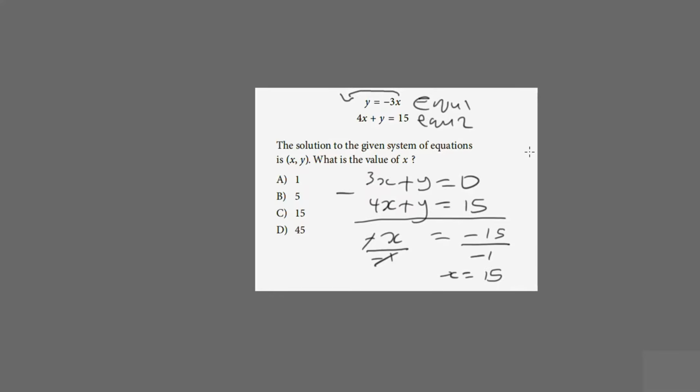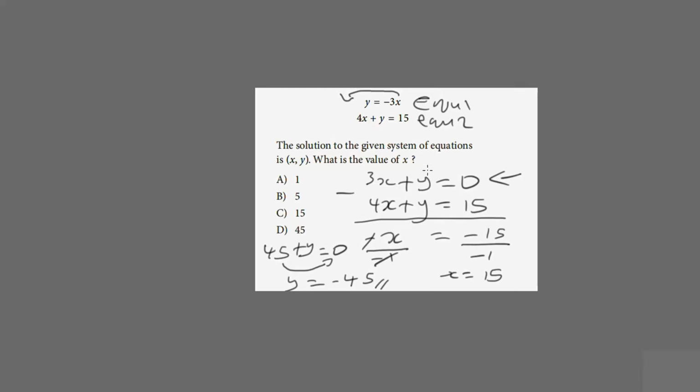Now I have the value of x. Let's get the value of y using this value of x. Let's plug in the value of x in this equation we have here. 3x will now be 3 times 15, that's 45, plus y equals 0. To solve for y, this 45 crosses over the equality sign and changes to negative. So our y will be minus 45. So when x is 15, y is minus 45.